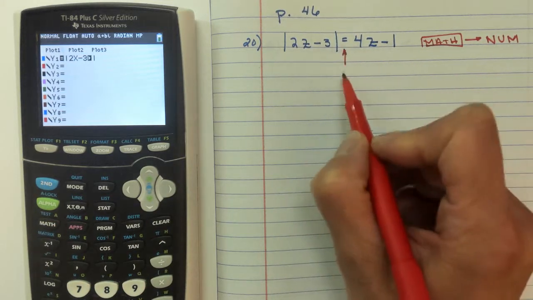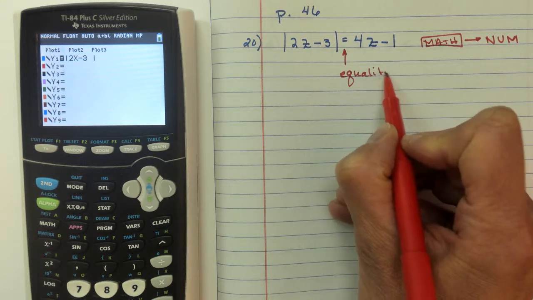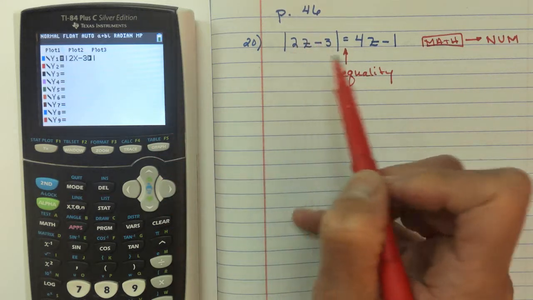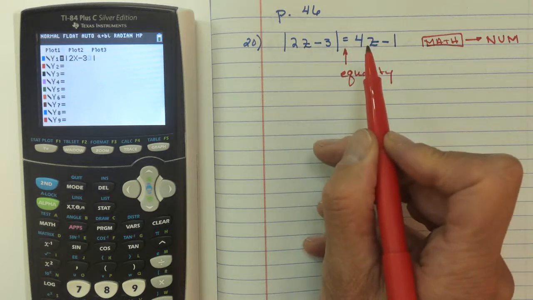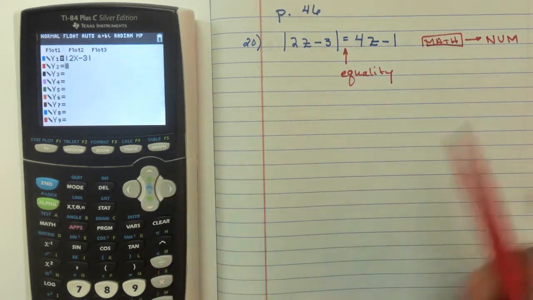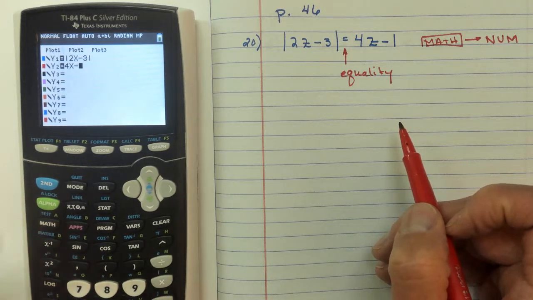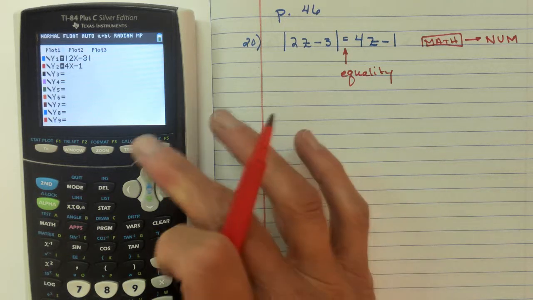So let's keep that in mind. This here is an equality. And whenever I have an equality, I'm going to put the left side in y1 and the right side in y2. So down here I'm going to write 4x minus 1. Okay. So then I'm going to go ahead and I'm going to graph this.